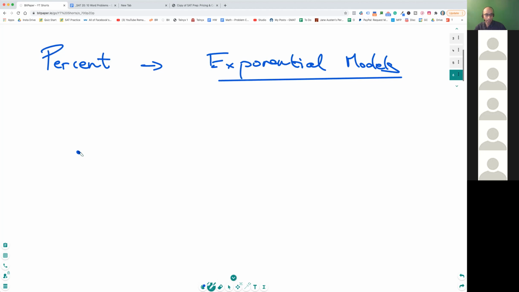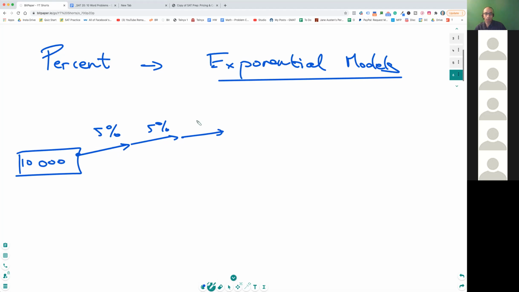Think about it like this, and this is an important part. You've probably seen this problem before. Let's say you've got some money, $10,000. Let's say that goes up at the rate of 5%. That's just your interest rate. Then it goes up by 5% again, and then it goes up by 5% again.